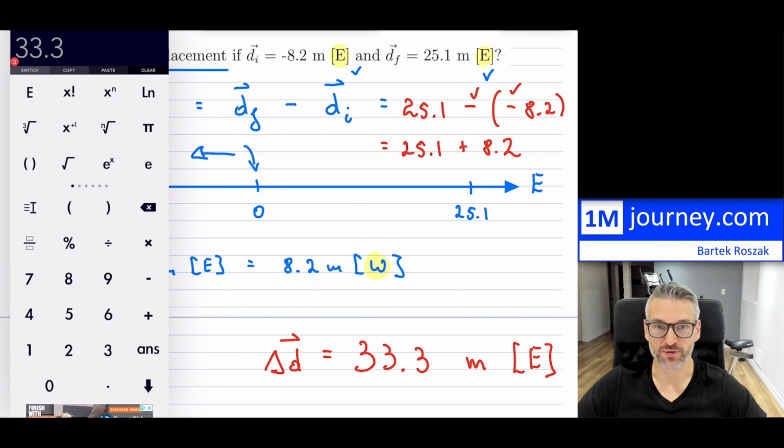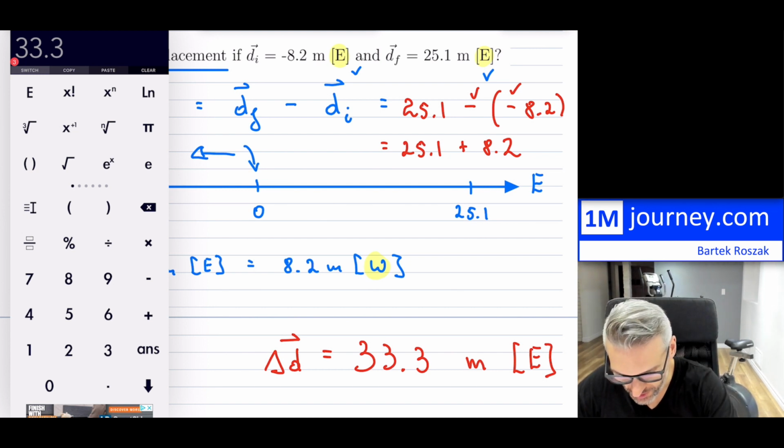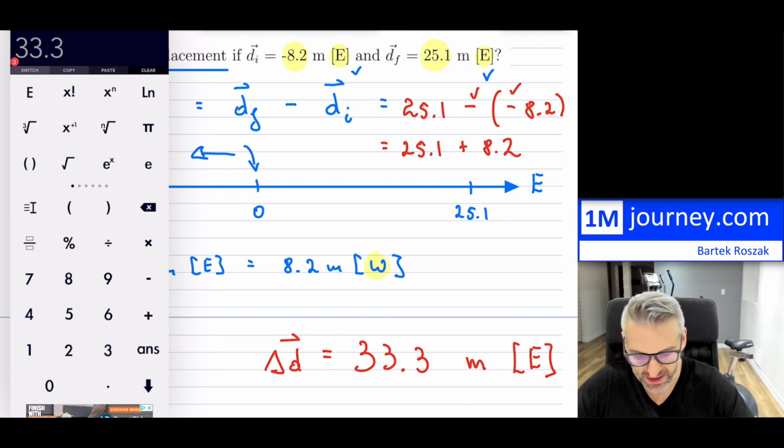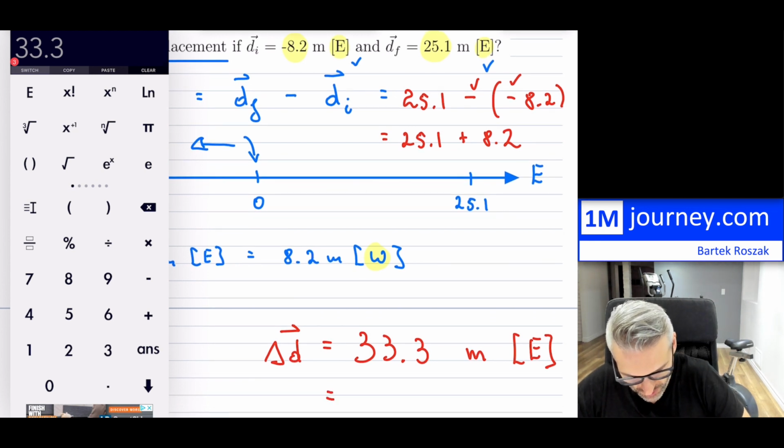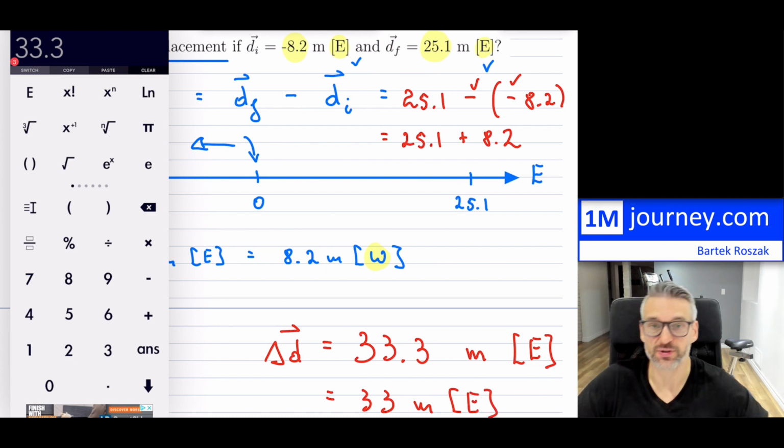Now, in terms of rounding, be careful here. The 8.2 has two significant figures, and 25.1 has three significant figures. So we're going to be rounding to the smallest amount, which is 2. That means our answer rounded would have been this. All right, and that's your displacement.